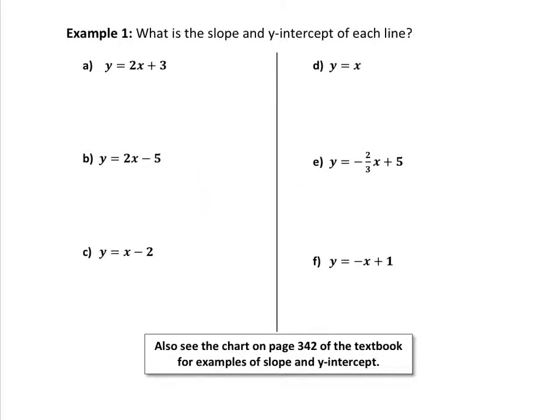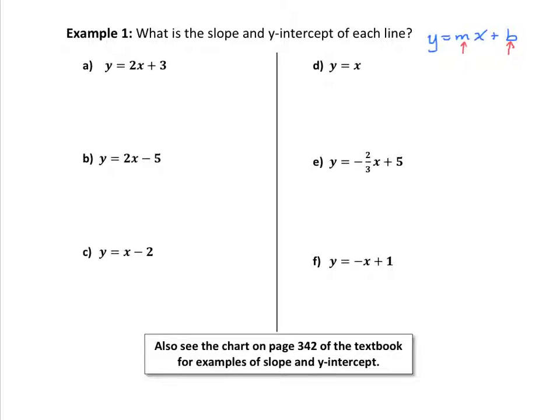In example 1, we are given several equations of straight lines, and we want to identify the slope and the y-intercept of each line by just looking at the equations. Remember from our previous slide that the m value is the slope, and the y-intercept is the b value. The m value is the coefficient of the x variable in the equation, so it's the number written before x. And the y-intercept is the constant value, which is the number written by itself in the equation.